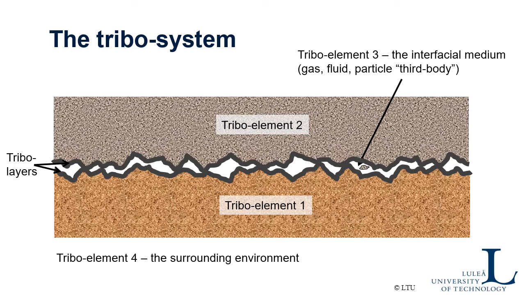On top of the surface you normally also grow some layers. We call them tribo layers when they have occurred during the wear process or rubbing process. They can also be oxide layers, for example, which are almost always present on any surface.